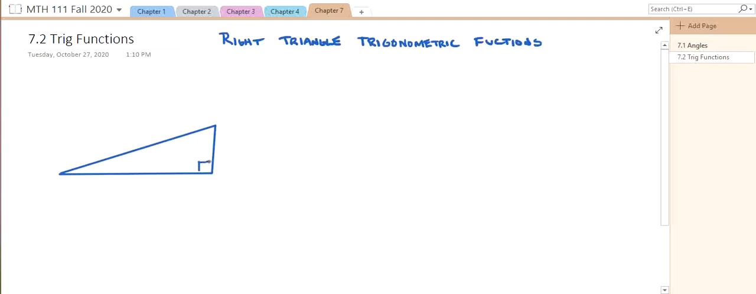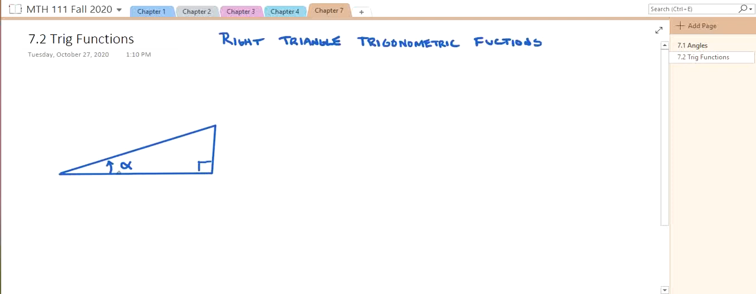We're going to start talking about right triangle trigonometric functions now. And to do that, we're going to look at a right triangle, so a triangle with a 90-degree angle in it. And we'll concentrate on this angle, alpha here, we'll say.